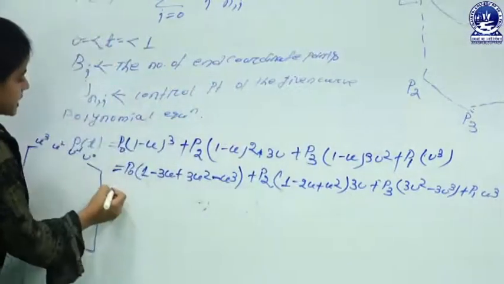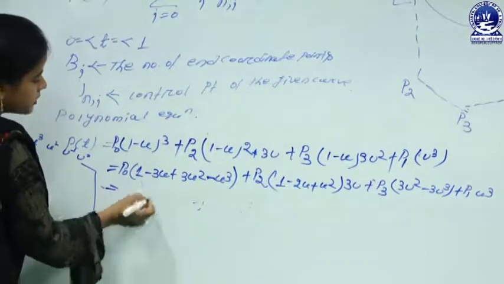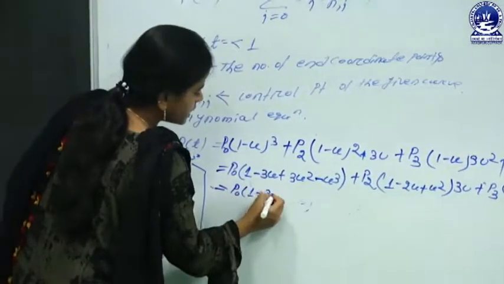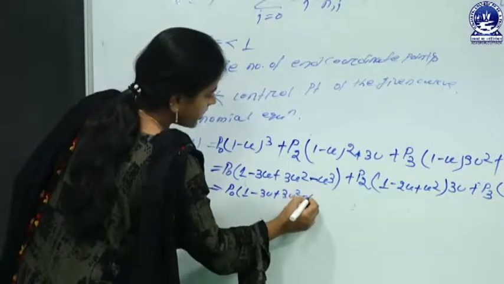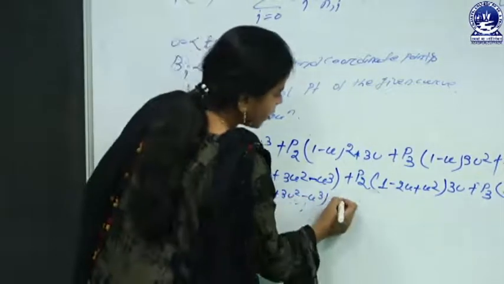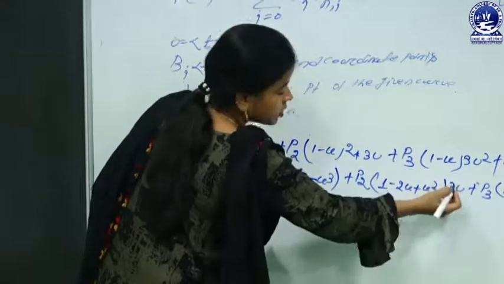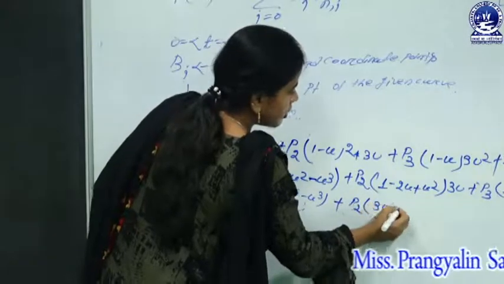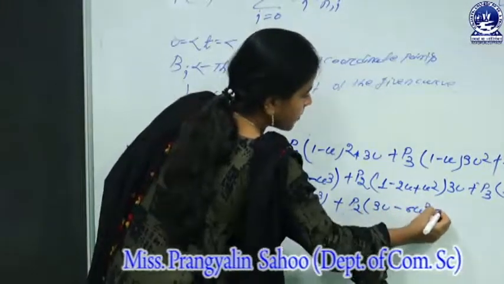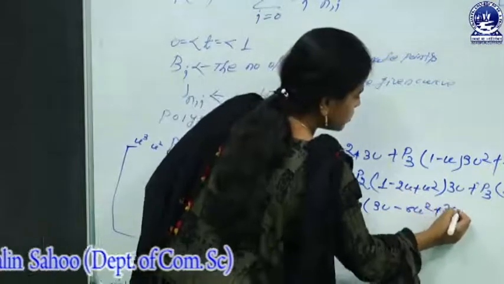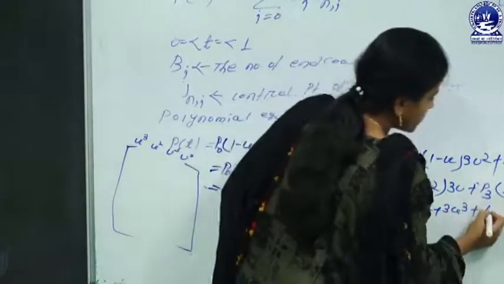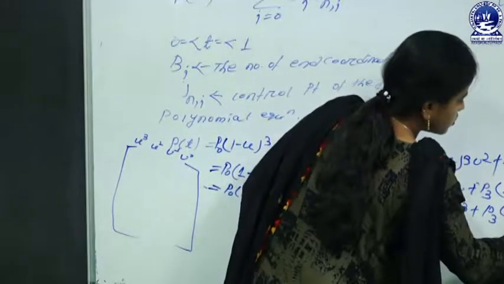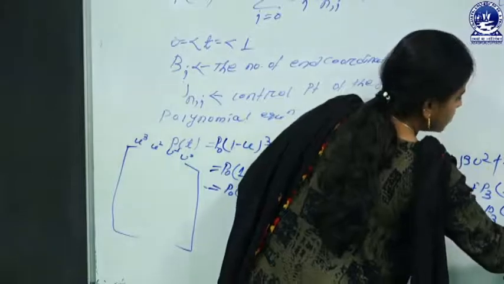Okay, if we have to solve this expression by using the parametric equations, now to check: 1 minus 3u plus 3u square minus u cube, then plus P2, the 3u value multiplied with this given expression, that's 3u minus 6u square plus 3u cube, plus whatever expression is constant, that means P3 3u square minus 3u cube plus P1 u cube.